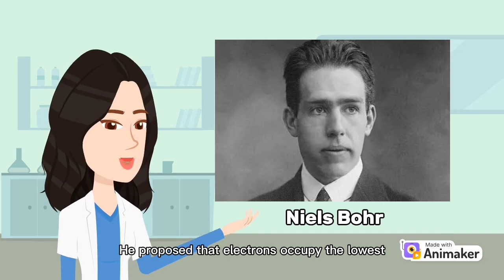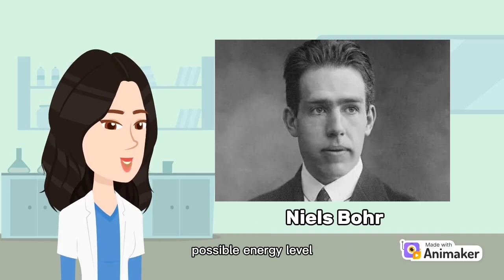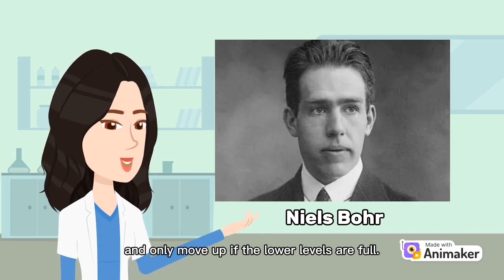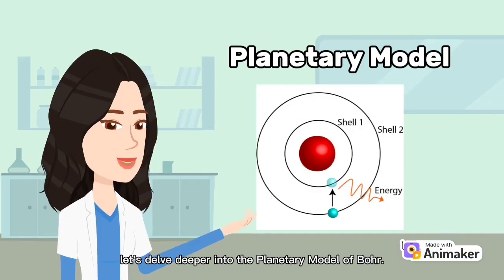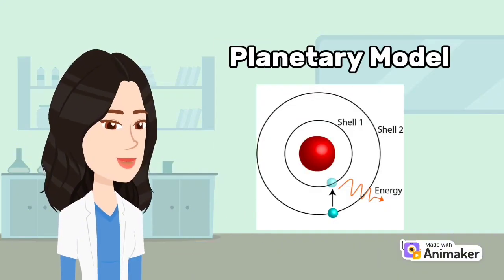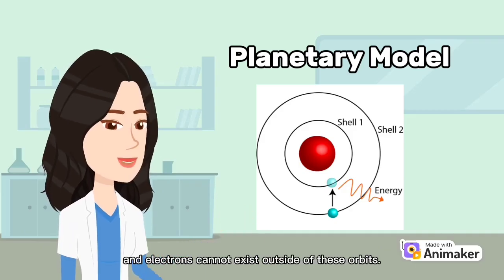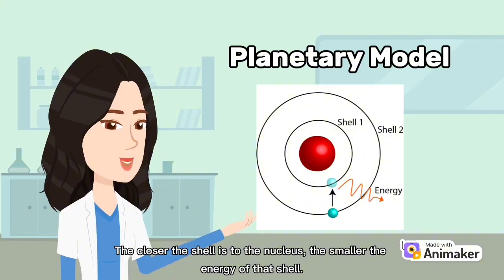He proposed that electrons occupy the lowest possible energy level and only move up if the lower levels are full. Let's delve deeper into the planetary model of Bohr. Each shell has a specific energy level, and electrons cannot exist outside of these orbits. The closer the shell is to the nucleus, the smaller the energy of that shell.